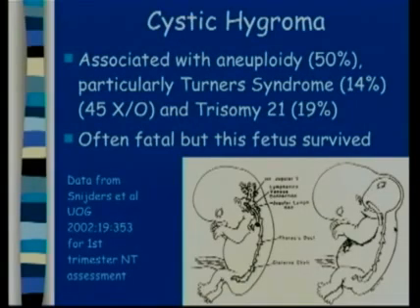Now, a cystic hygroma, what do I want you to know about that? Cystic hygromas are associated with aneuploidy or abnormal chromosomes in 50%, particularly Turner syndrome, as in this fetus, which is 45,XO, and trisomy 21. These are often fatal, but this fetus actually survived, which is kind of unusual. Basically, if you see these cystic hygromas in the first trimester, they're more likely to be trisomy 21. In the second trimester, they're more likely to be Turner's, but they're both common.